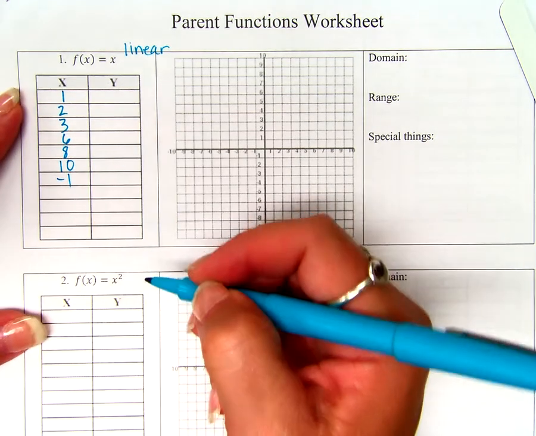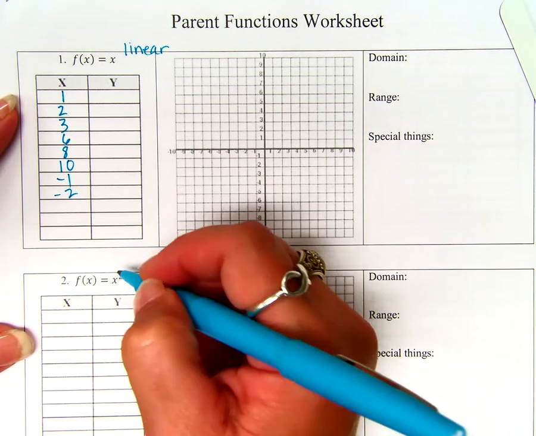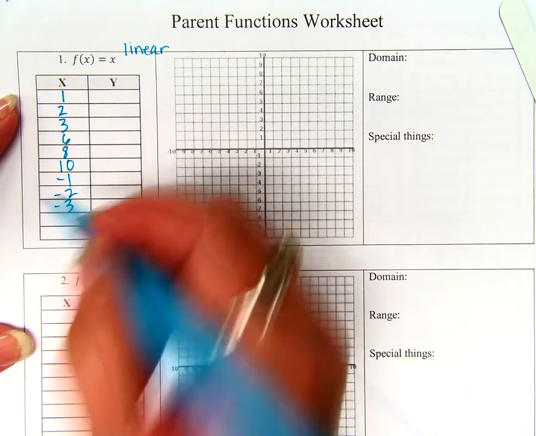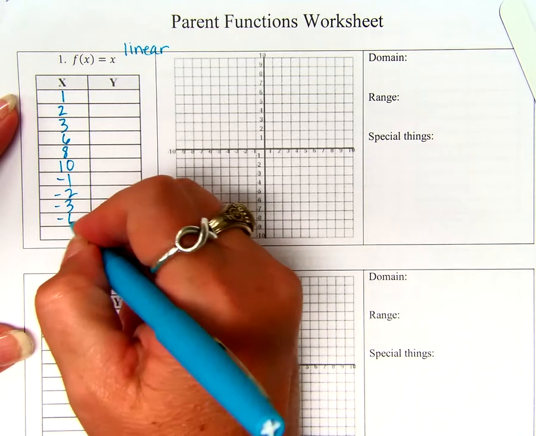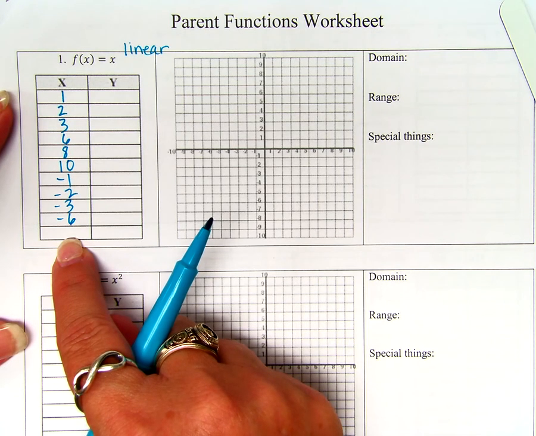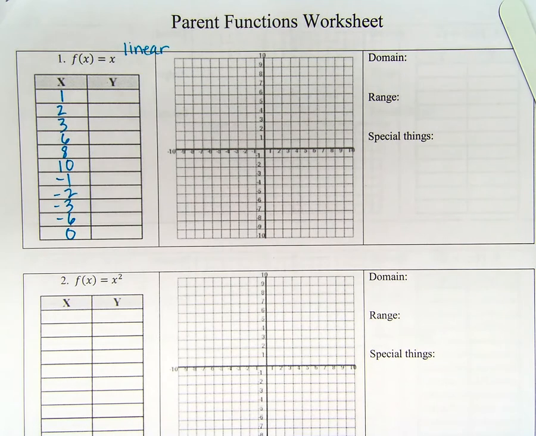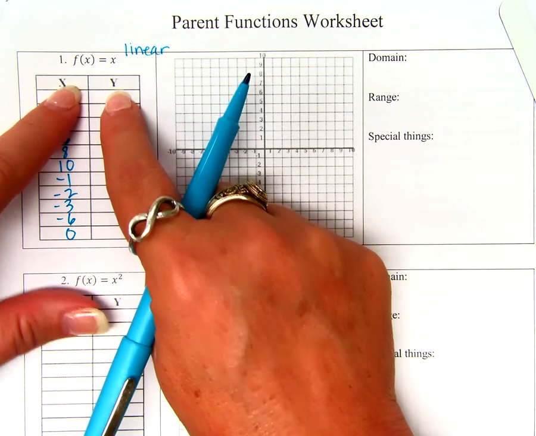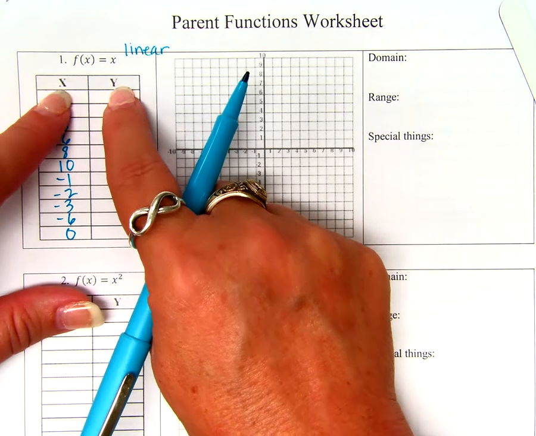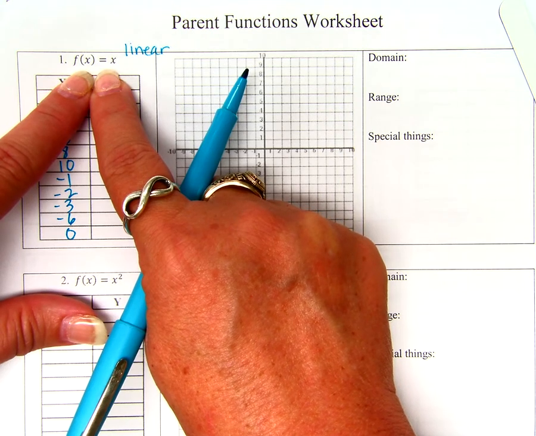-1. What else? -2, -3, -6, and there's one more that nobody said that almost everybody always chooses. 0. Yeah, 0. Okay. So some people are confused by this because there's an x and a y, and when they look up here, this is written in function notation, which means there's no y's.